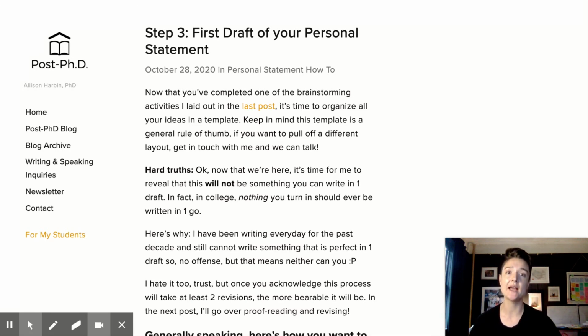Before I do that, I have to lay some hard truths on you. Unfortunately, this process is not going to be something that you can pull off in one draft. I know that's what most of you are used to from high school, but in college, your teachers will all be reading your work much more closely than your high school teachers do, which means that if you include silly typos or grammatical errors, or even if your argument just doesn't make sense, you're not going to get as good a grade.